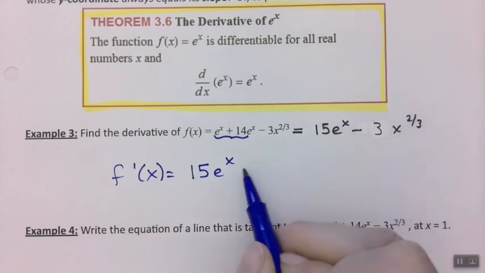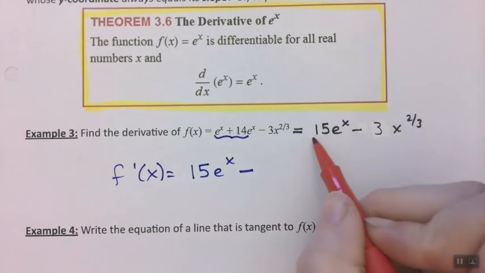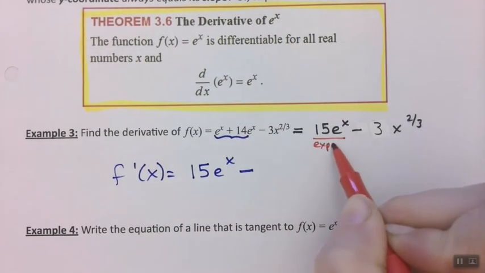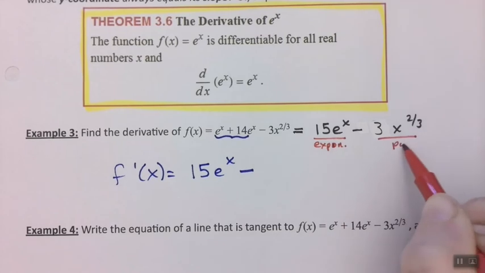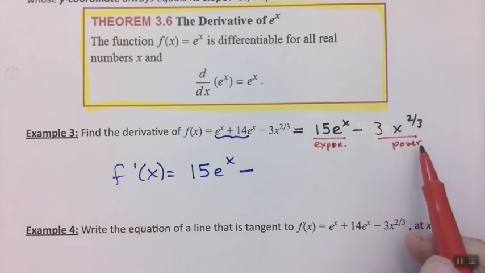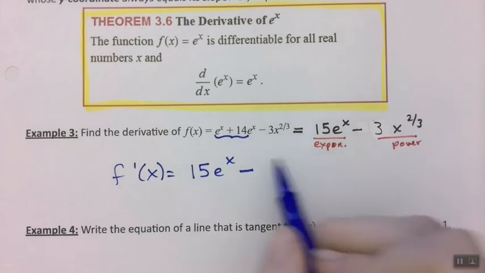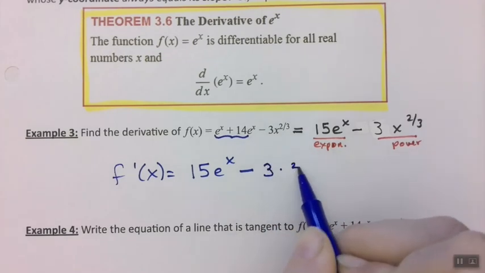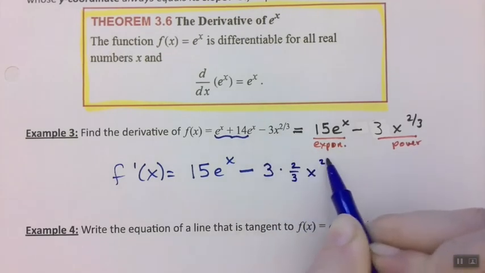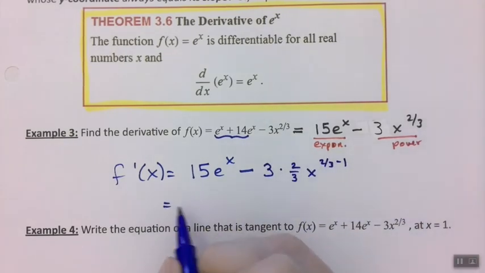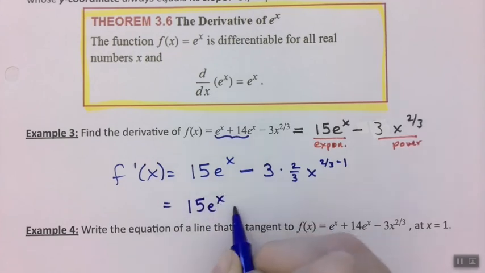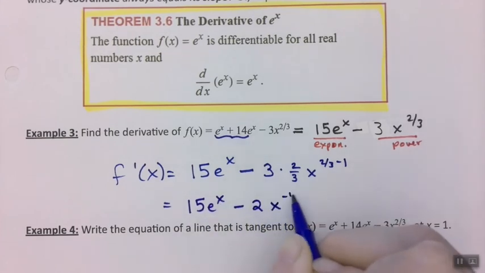And then for this part, we would use the power rule. See, this is exponential. This is power. So for this one, I'll use the power rule. For this one, I'll use the e to the x rule. So for the back one, I would say 3 times 2/3 x to the 2/3 take away 1, which would be 15 e to the x take away 2 x to the negative 1/3.